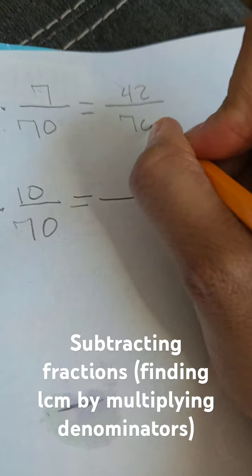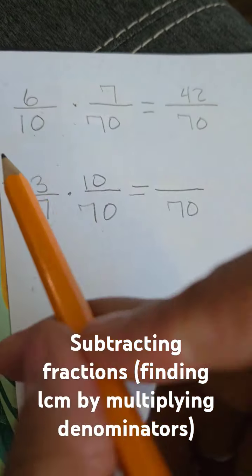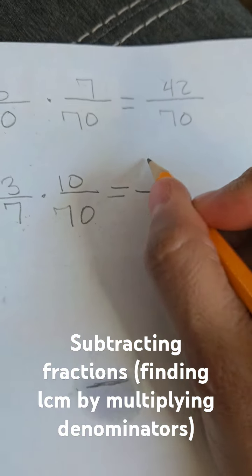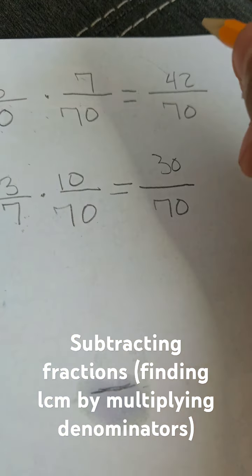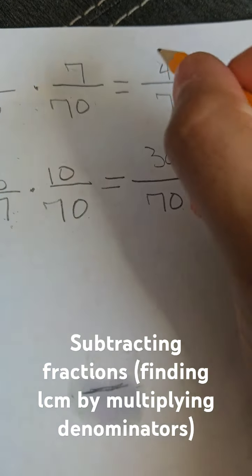And we normally would add our denominators all the way across when we start. Same thing here. Go straight across. 3 times 10 equals 30. So now you have 42 over 70 minus 30 over 70.